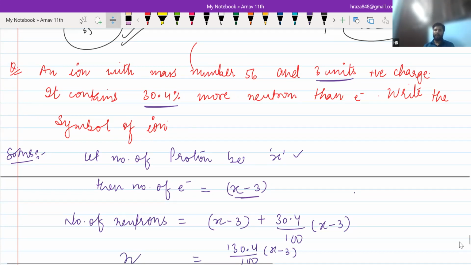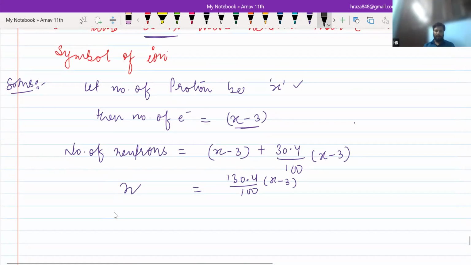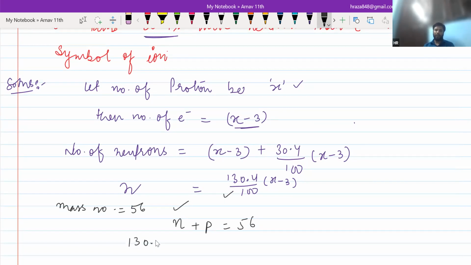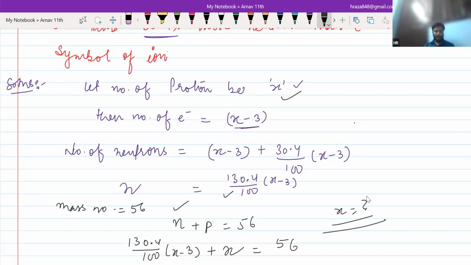Now we need to calculate the mass number so that we can easily represent it. It is given that the mass number is 56. And we know that n plus p will be equal to 56. The number of neutrons we just calculated is 130.4 upon 100 into x minus 3 plus the number of protons, that is x we had taken, is equal to 56. So you can easily calculate x from here. Is that clear, Maha? Yes, sir. Please write it.